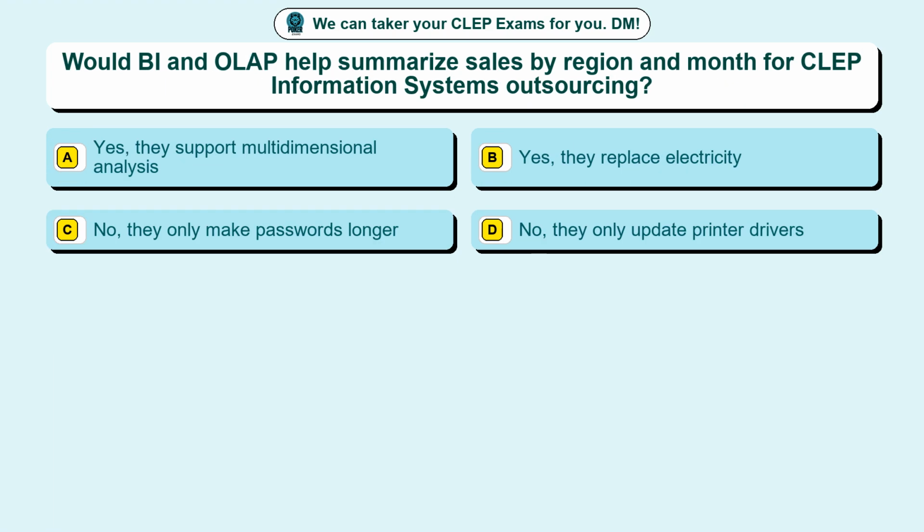Question 9. Would Buy and OLAP help summarize sales by region and month for CLEP Information Systems outsourcing? Option A.